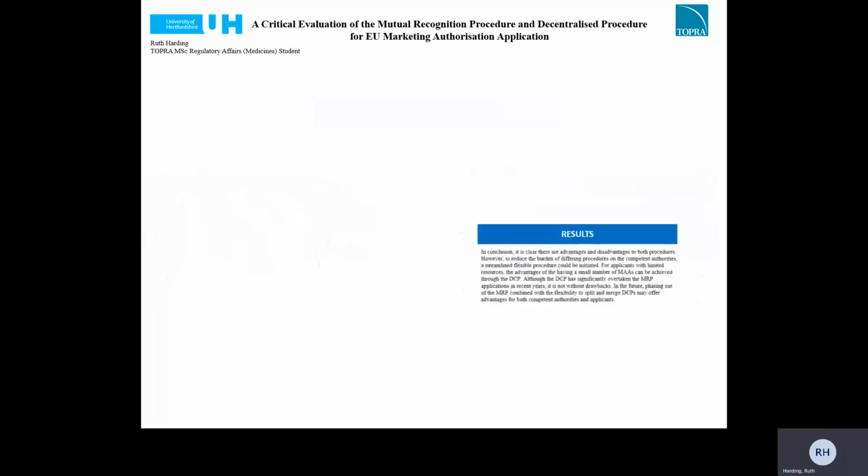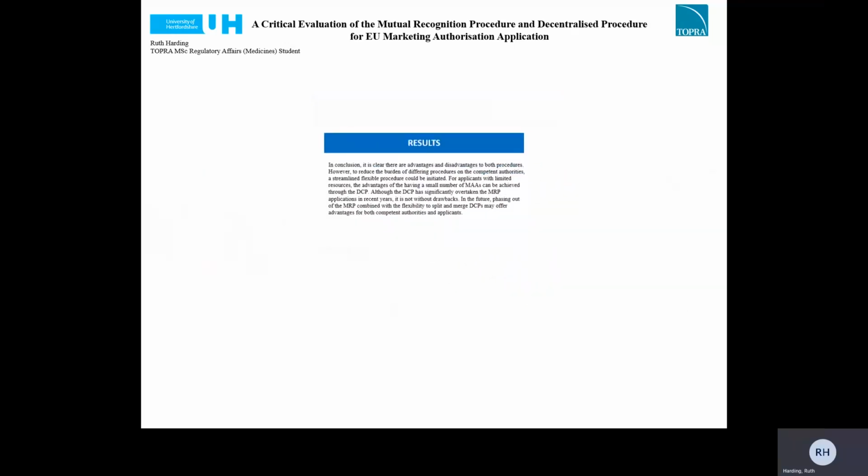In conclusion, it's clear that neither procedure is perfect. There are challenges and opportunities for growth with both. It appears that as the number of MRP submissions is declining, it might be advantageous to phase out the MRP in combination with the DCP merging and splitting, and this could really provide benefits to not just the applicant and competent authority in times of financial and time restraints, but also to patients in an increase in harmonisation and accessibility.